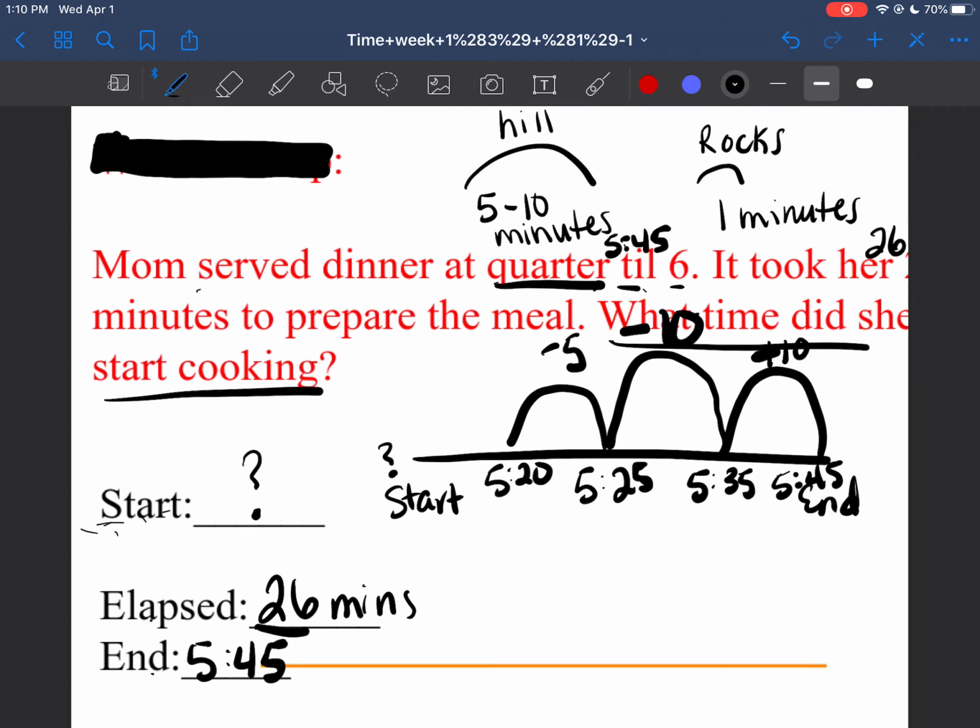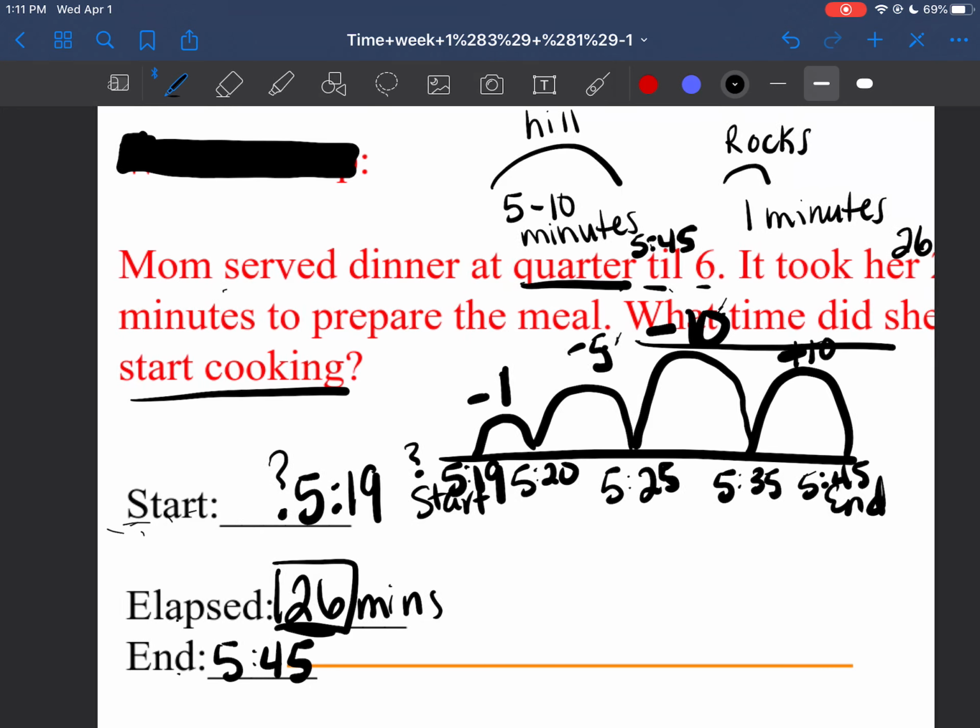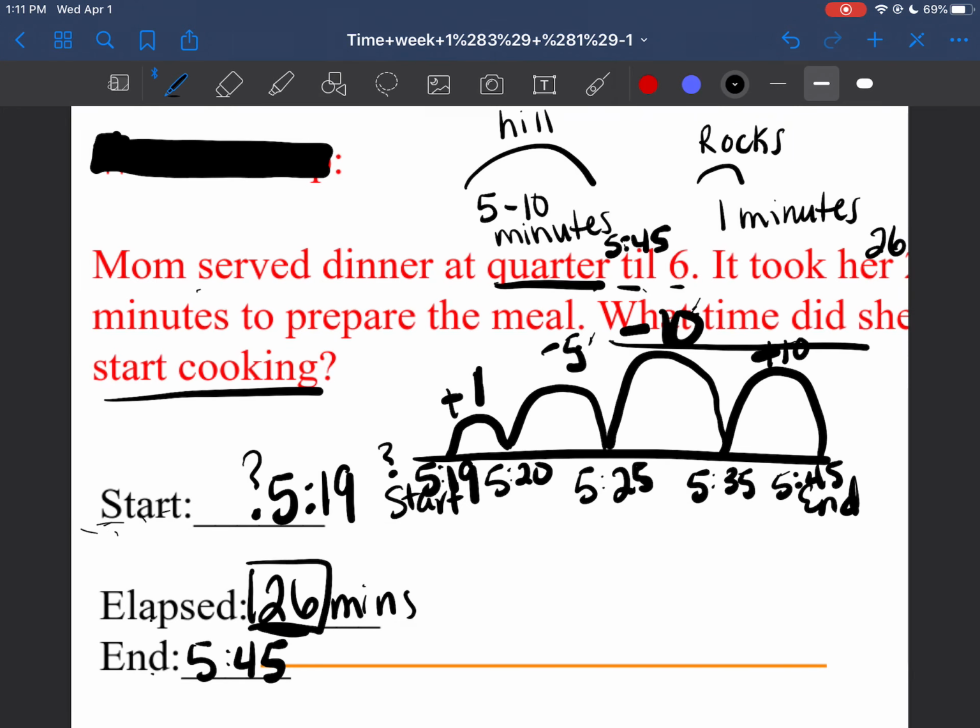I've jumped 10, 20, 25, and I need to jump 26, so I'm going to make a jump of 1. And I'm now at 5:19. So let's make sure that we jumped 26 minutes. 10, 20, 25, 26. What time did Mom start cooking dinner? 5:19. And we can always check our answer by going back. So 5:19 plus 1 is 5:20. 5:20 plus 5, 5:25. 5:25 plus 10, 5:35. 5:35 plus 10 is 5:45.